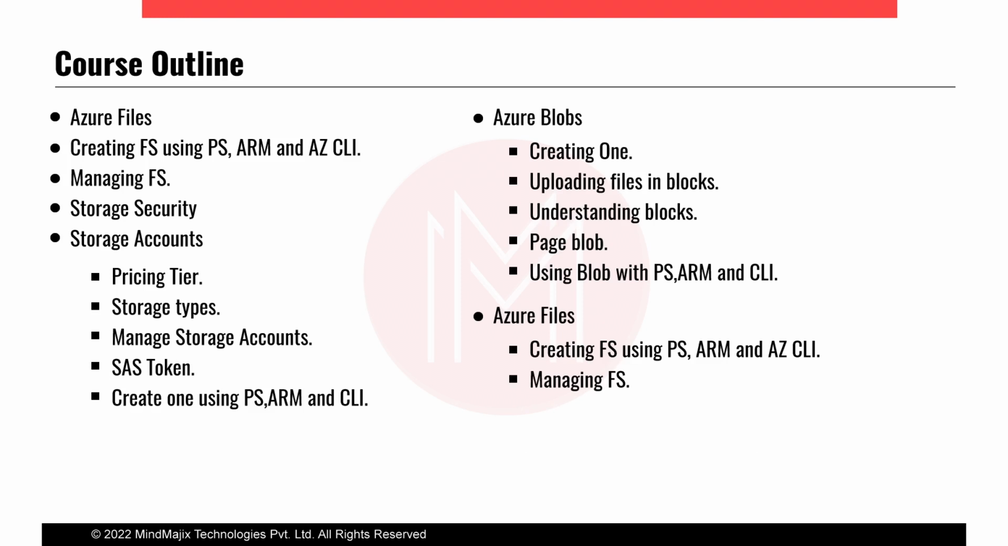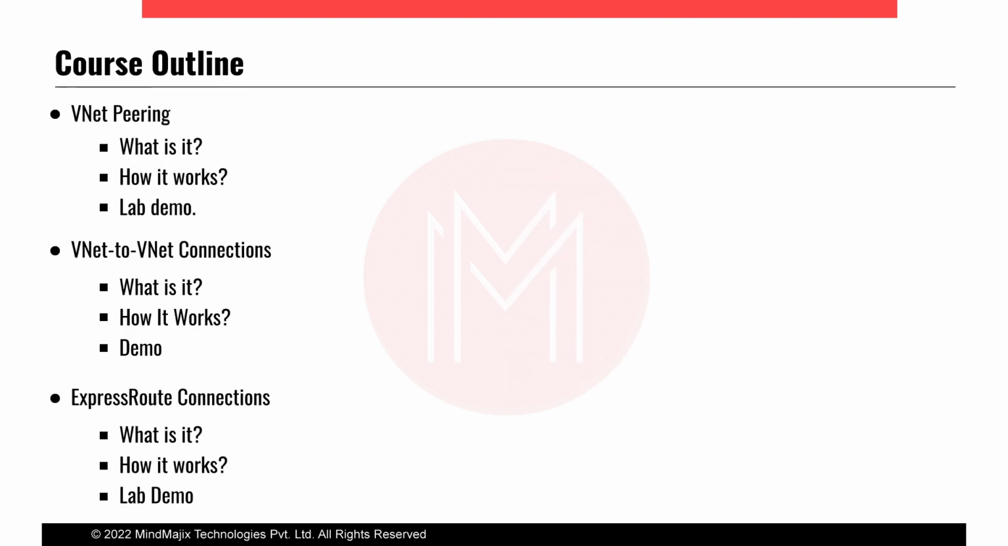And then we'll go for Azure Files. What kind of file structures are used in Azure, and how you can use different file structures using the same PowerShell, ARM, and Azure CLI. How you can manage those file structures and you can automate them. And then there will be the storage account and blob and Azure Files, as I already said. And then we'll go for the networking part.